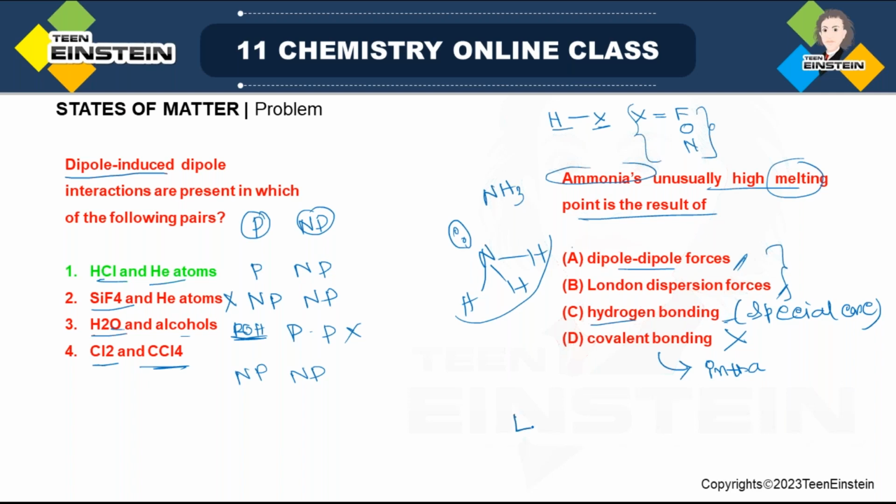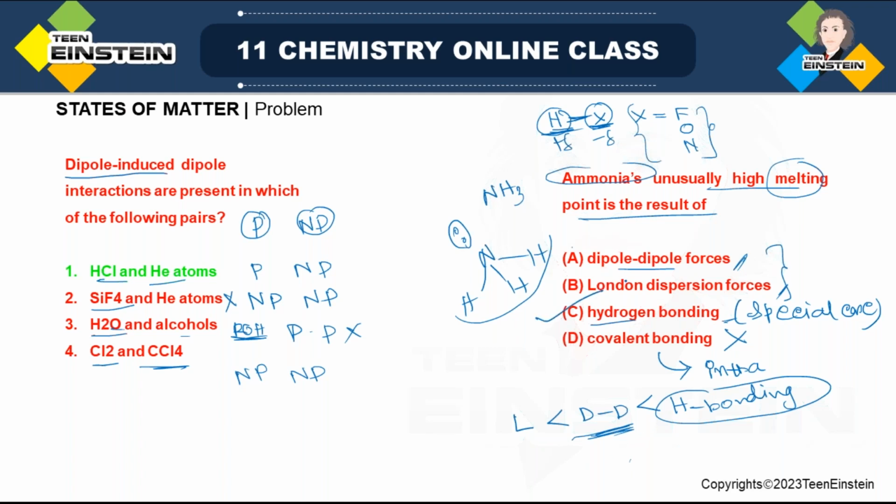Now London force is not so dominating like dipole-dipole, and hydrogen bonding is stronger compared to dipole, though it is a special case of dipole-dipole. But remember, when it is H and any electronegative atom F, O or N, the electronegativity difference between these two is very high. So the polarity that will be generated is also very high. That is the reason hydrogen bonding is obviously stronger compared to dipole. As this is stronger compared to the other two, that will be the correct option.